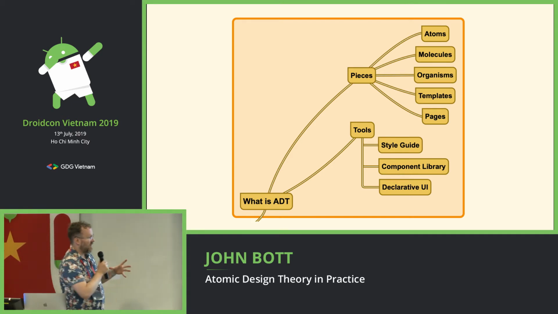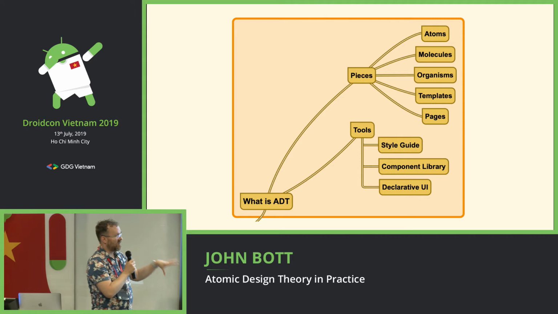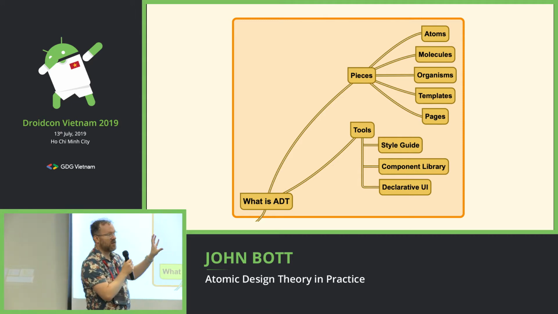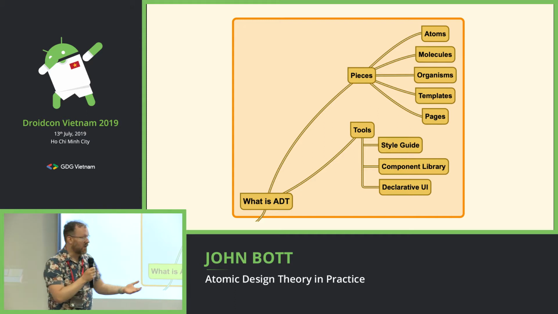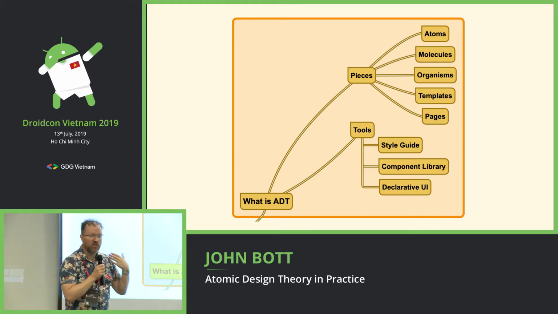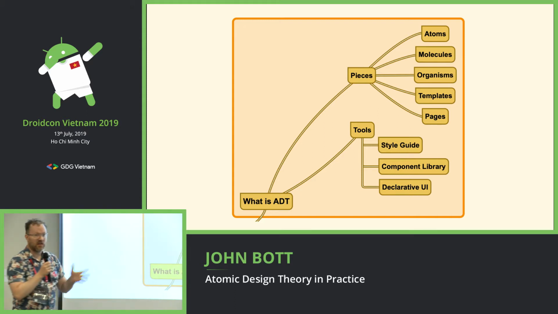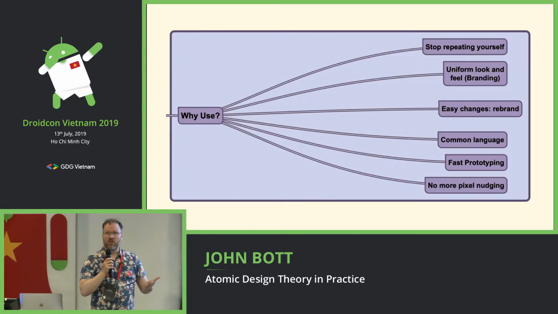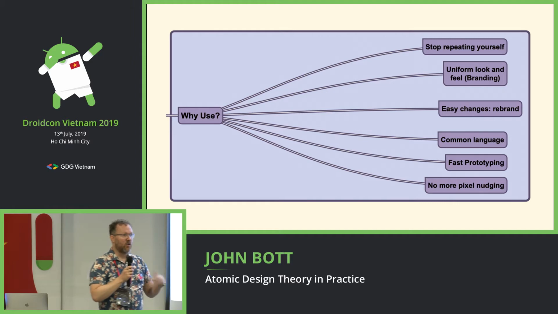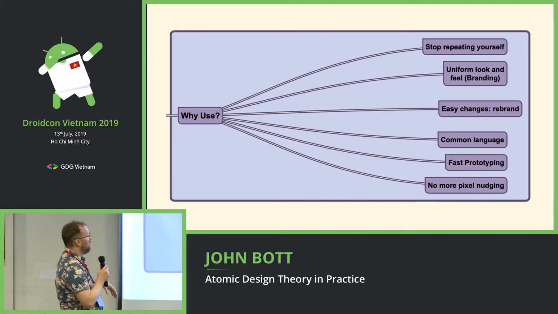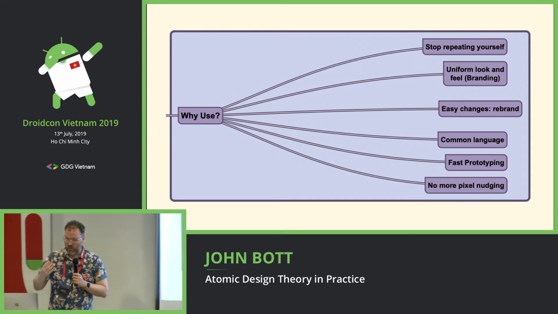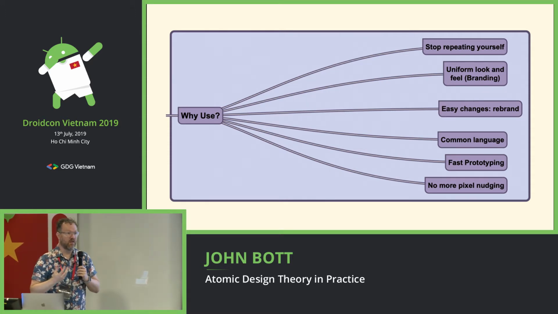So we've talked about what atomic design theory is, we've talked about the different pieces, and we've also talked about the tools that we need to create the style guide, the component library, and the declarative UI. So why would you use an atomic design theory or a design system? There's lots of really great reasons. For me, the stop repeating yourself is a big deal.